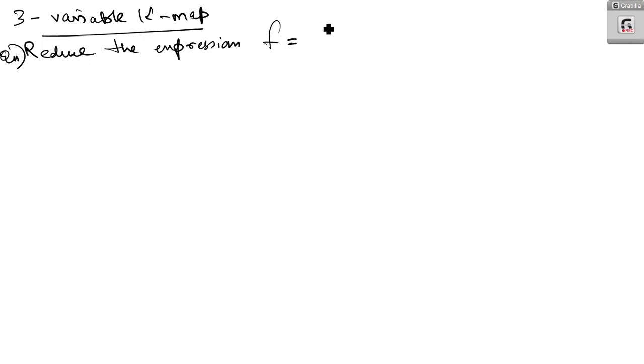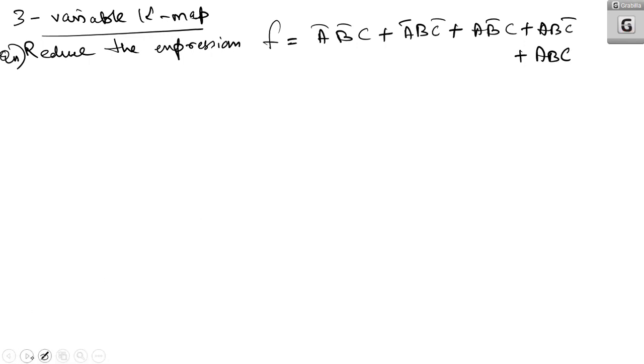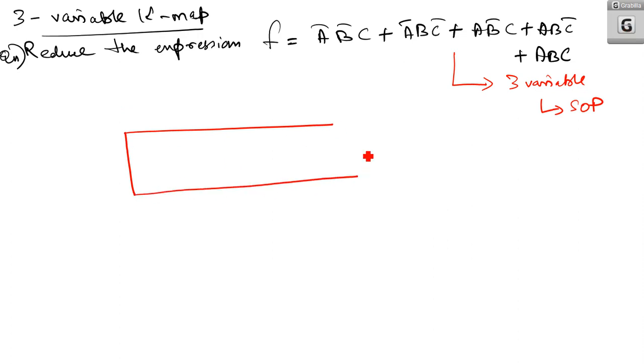F is equal to A bar B bar C, or A bar B C bar, or A B bar C, or A B C bar, or A B C. Since you are having these 3 variables, and again that is in sum of products form, let me try to do it first. Draw the K-map. Just draw the K-map.